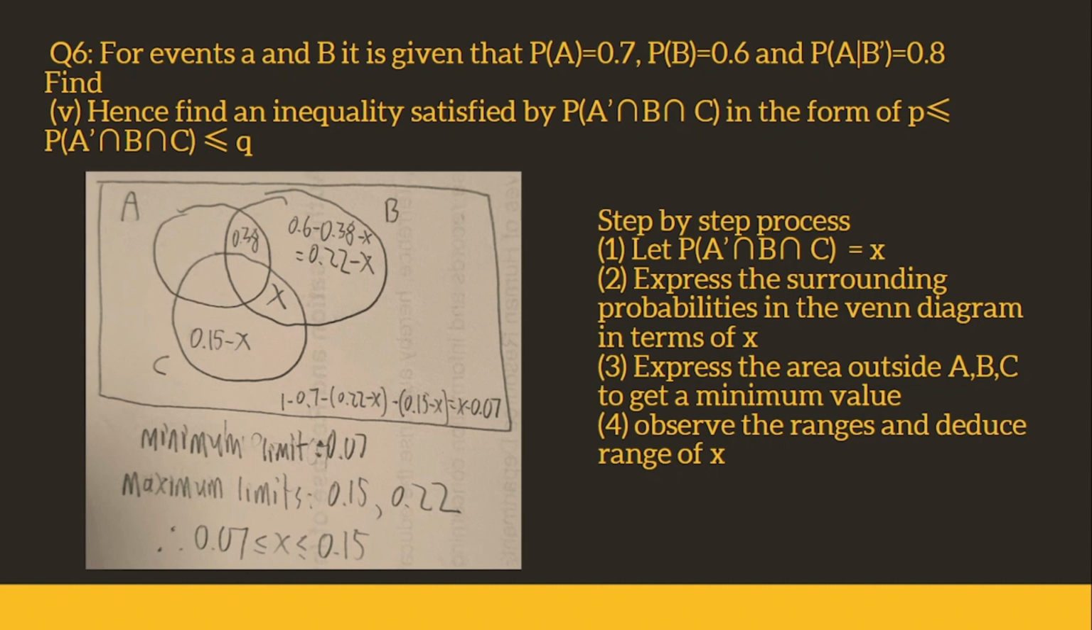So after you observe here and there, you realize that there are two maximum limits, 0.15 and 0.22. And so of course, we want to have the 0.15, because then it can account for both the scenario in B and the scenario in C. So that is how we conclude that the answer is 0.07 ≤ x ≤ 0.15.